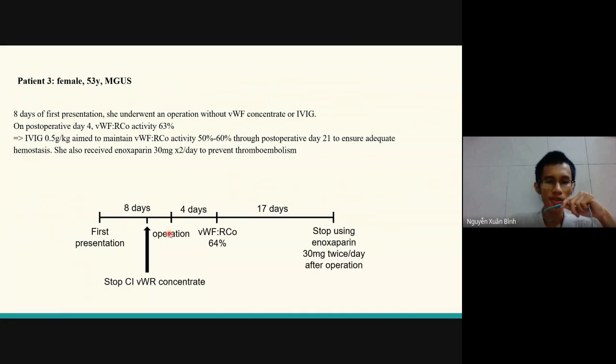After the operation, she used enoxaparin 30 mg twice a day. And 4 days after the operation, the von Willebrand factor activity was 64%, which is on target. And 4 days after the operation, they gave her intravenous immunoglobulin, half of 1 gram per kilogram, to maintain the von Willebrand activity from 15 to 60%.